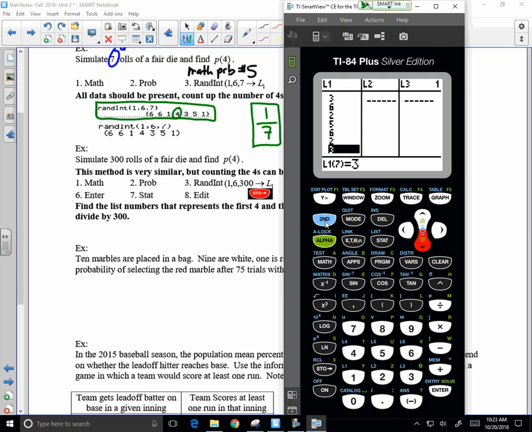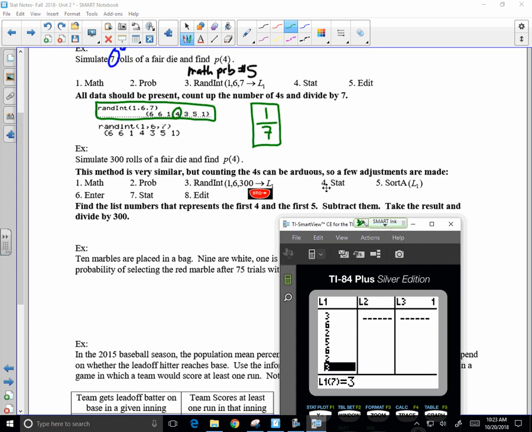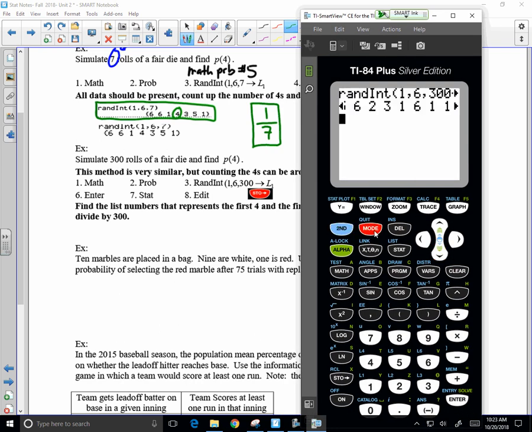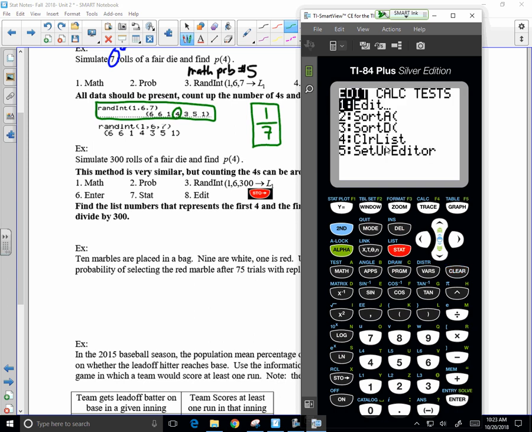All right, so what I want to do is sort that column. I want to sort it using the sort A option. So let me just quit out of here. I can even clear this if I want. I'm going to hit stat, option 2, which is sort A. Sort A and sort D are two different things. Same idea, but two different ways of representing it. A for ascending, D for descending, which means if I use sort A, I'm starting low and ending high. If I use sort D, I'm starting high and ending low. I want to sort all the items in L1.